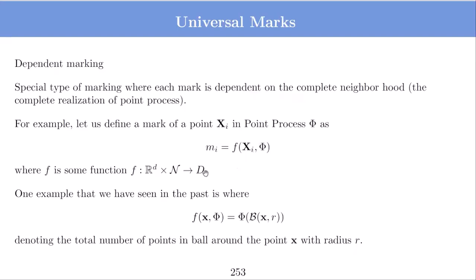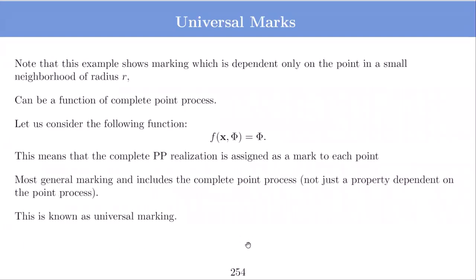So one example that we have seen in the past is this function can be just the number of points in the ball of x comma r, denoting the total number of points in the ball around the point x with radius r. That's a dependent marking. So that was just a function of this. In this example, marking is dependent only on points in a small neighborhood of radius r. But this can be a function of the complete point process.